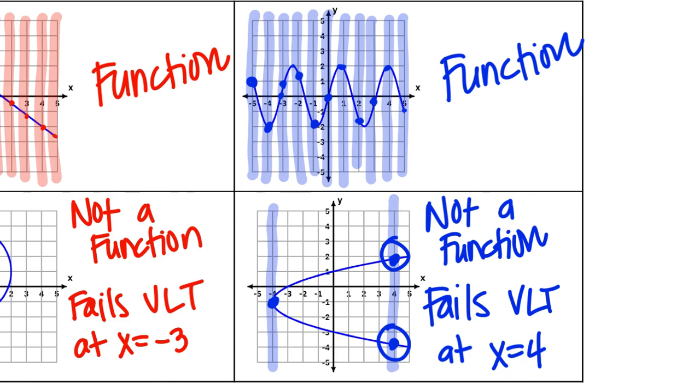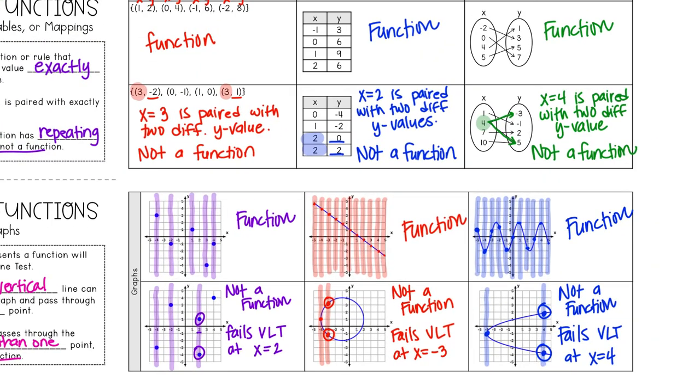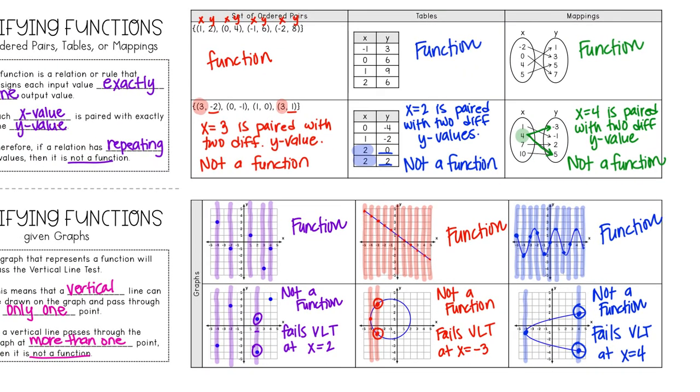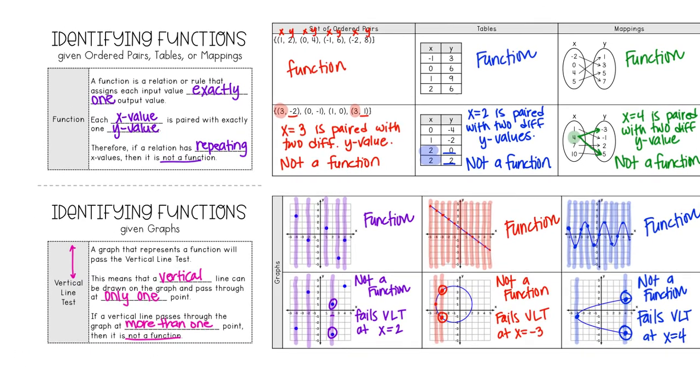Okay, so that's how you distinguish between what represents a function and what doesn't. Just because it's a table or just because it's a graph doesn't automatically make it a function. The big thing here is that there is only one y for every x. Every input only has one output.